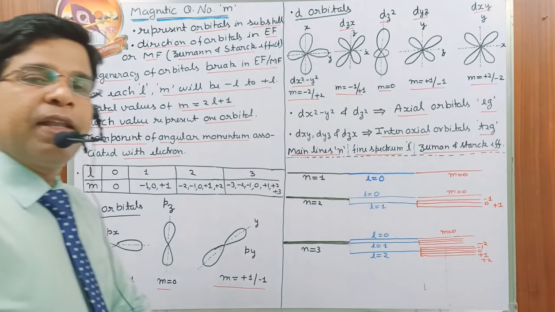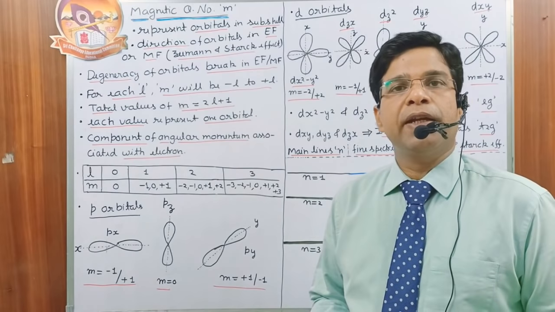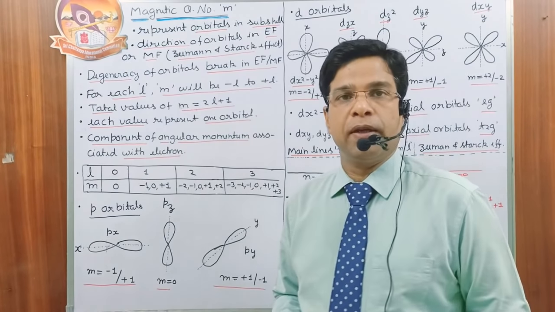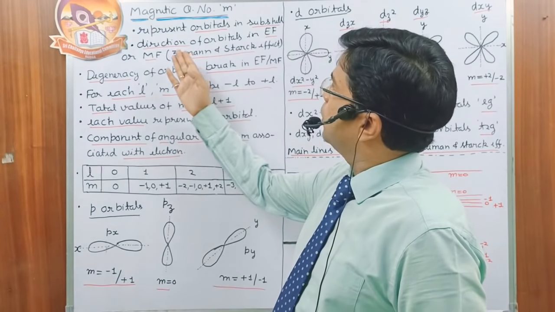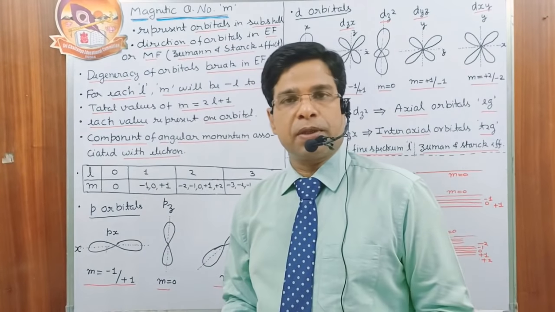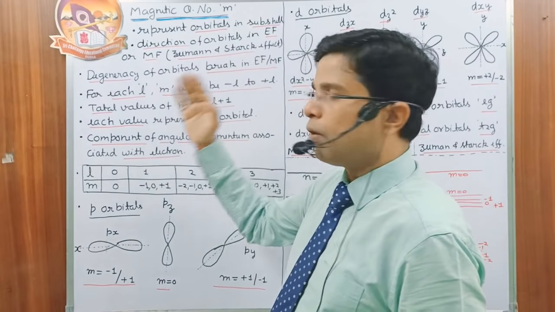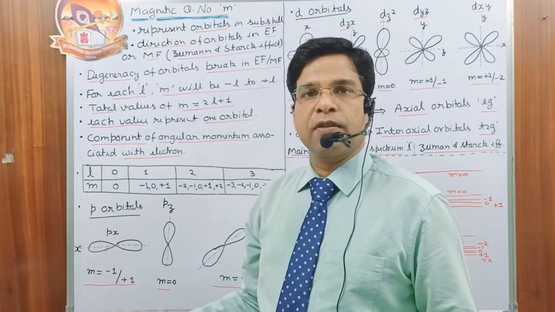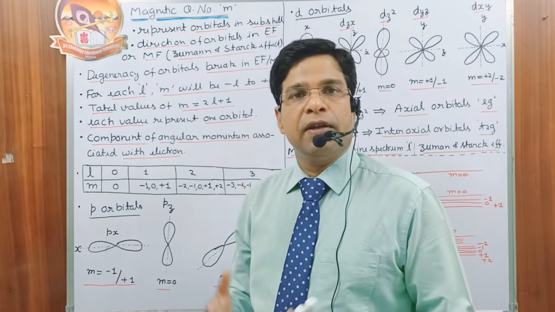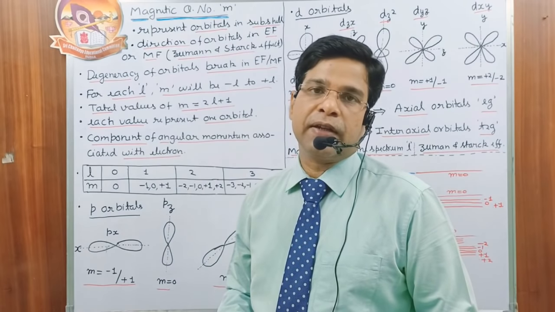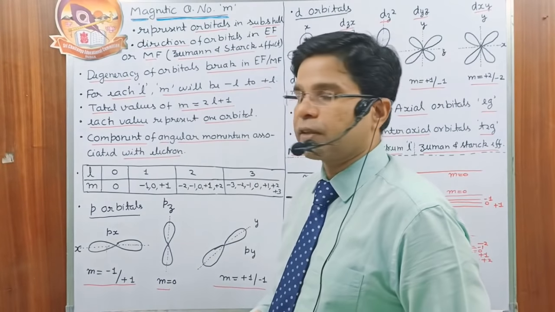Now the next quantum number is called the magnetic quantum number. The magnetic quantum number represents the orbitals in the different subshells. It actually represents the direction of the orbital in the presence of an electrical field or magnetic field. In the presence of a magnetic field, it is responsible for the Zeeman effect, and in the presence of an electrical field, it is responsible for the Stark effect.